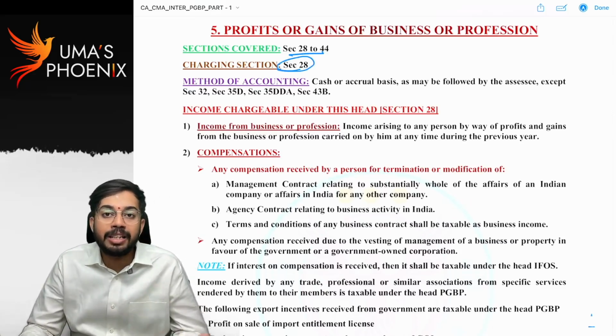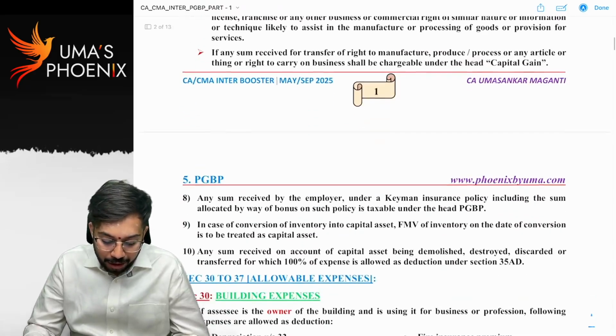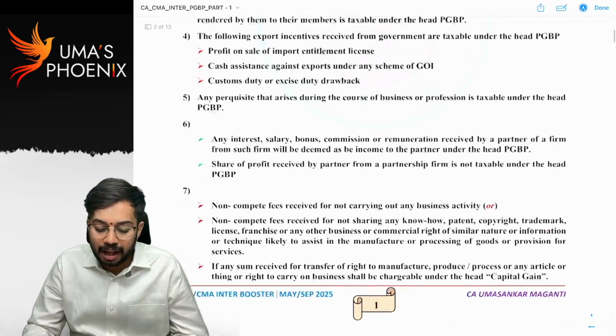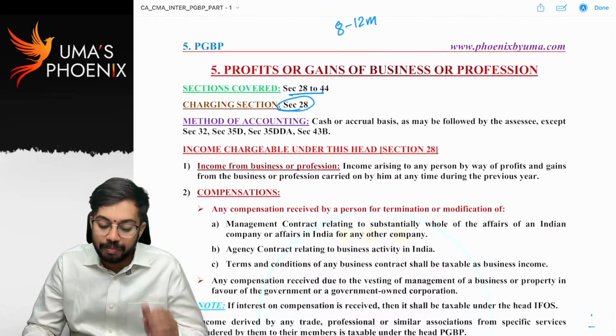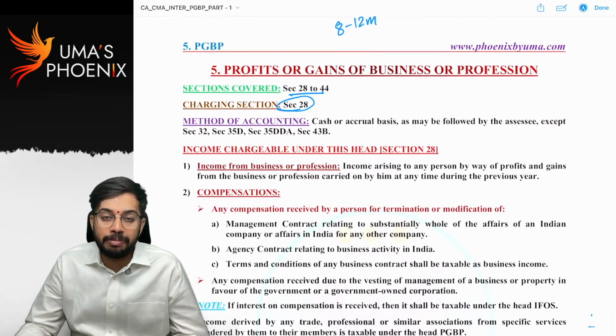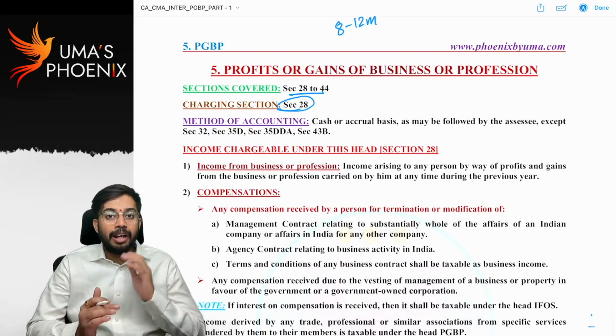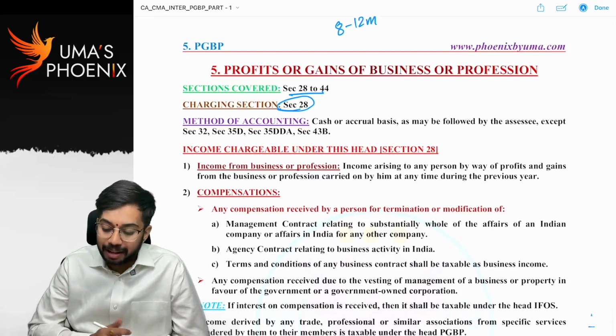Sir, as per the charging section, which incomes are taxable? Here I have given the list. You can see a total of 10 incomes are chargeable under the head PGBP. I am going to discuss them a little later. Next, sir, on what basis is income taxable under the head PGBP? Income is taxable either on accrual basis or on cash basis, as may be followed by the assessee.